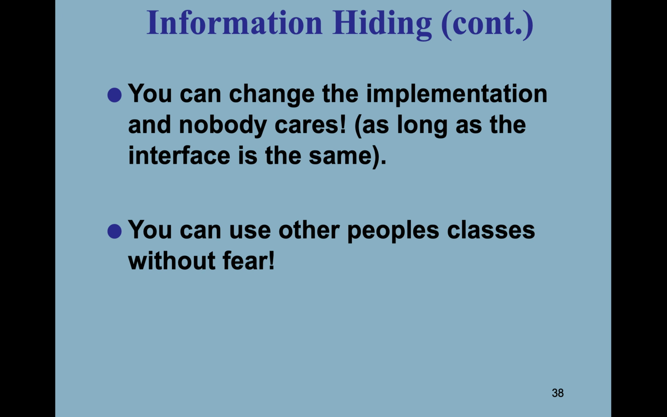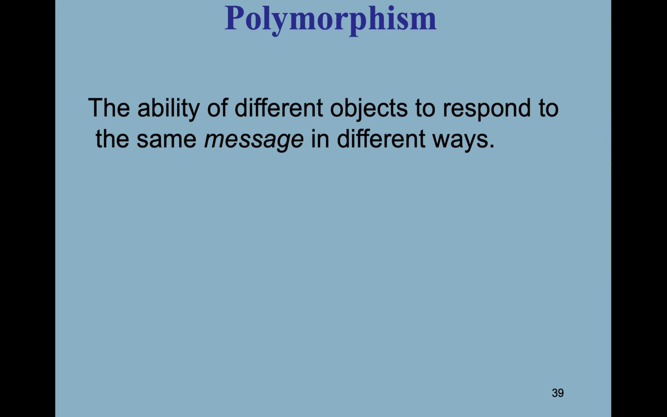So in information hiding, you can change the implementation and nobody really cares as long as the interface is the same. So for reuse and for software development, we leave those interfaces the same. So the interface is what you really have to focus on in getting those correct, because those will never change, but the implementation will always change. So you can use other people's classes without fear, because that's how they're interfaced.